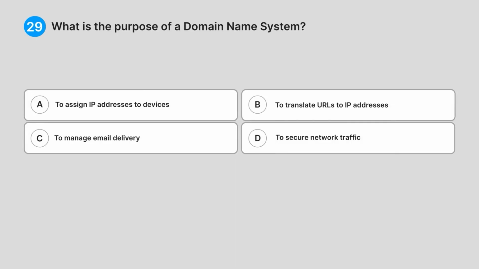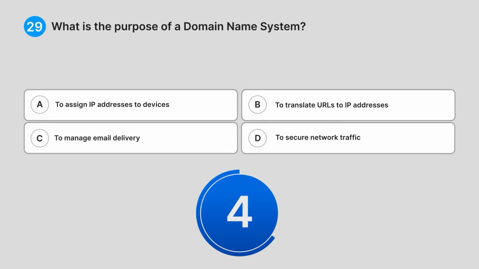29. What is the purpose of a domain name system? A. To assign IP addresses to devices. B. To translate URLs to IP addresses. C. To manage email delivery. D. To secure network traffic. Can you guess the answer?